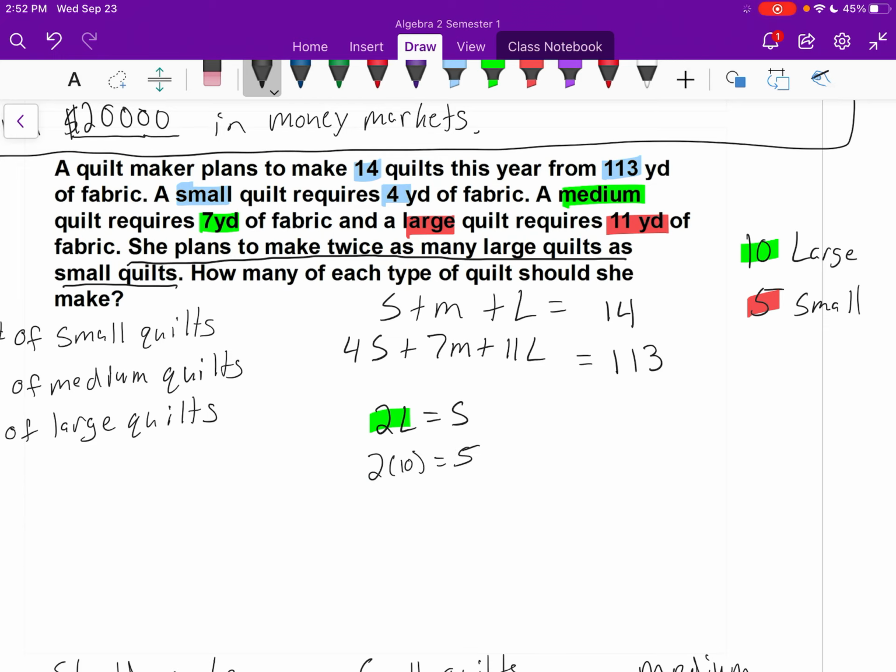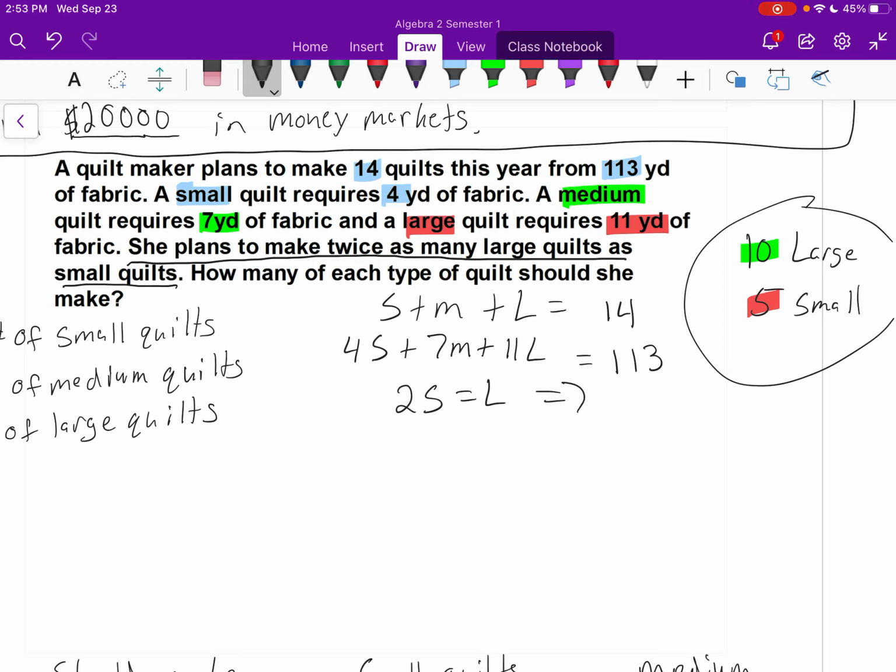Okay, so these ones are actually kind of tricky. It does say twice as many large, but in this case, we're actually doing 2 times S equals L. So just do something like this, because it's easier to think if you actually think about a couple numbers, because I can see that 10 is twice as much as 5. But writing the equation is the hard part.